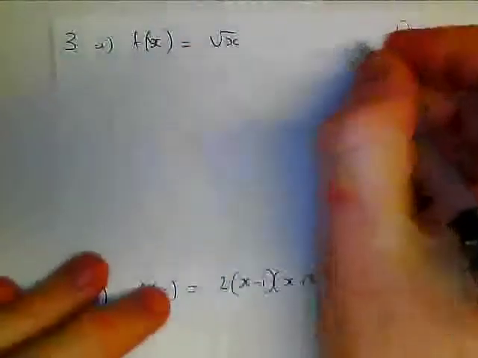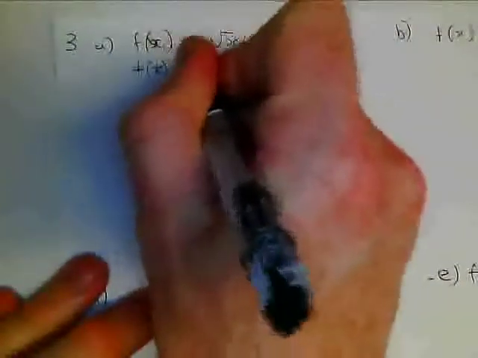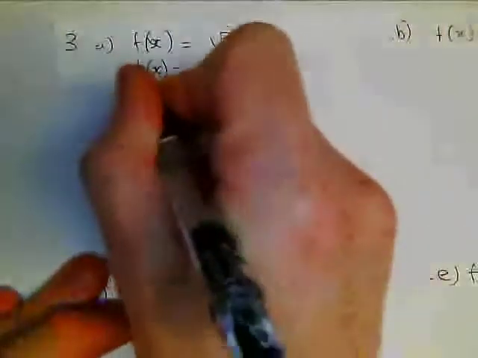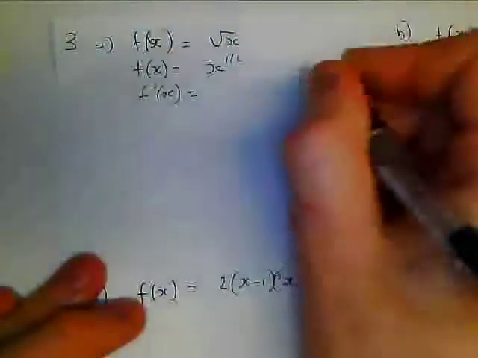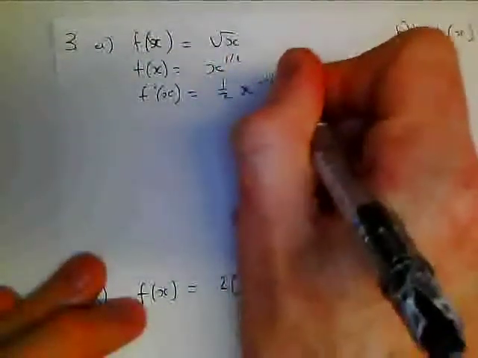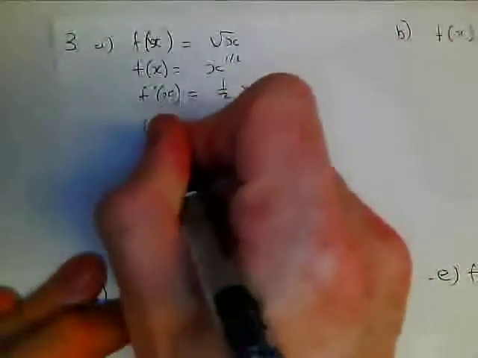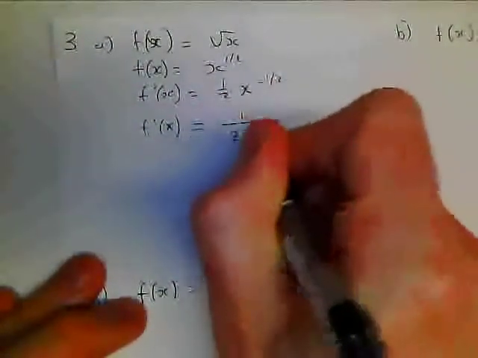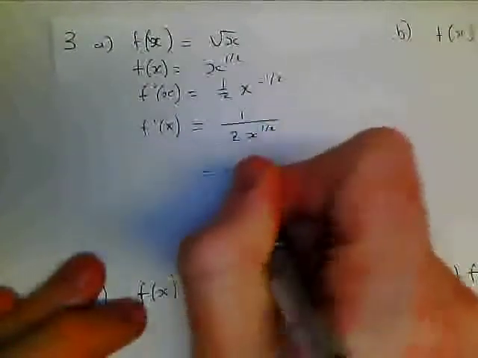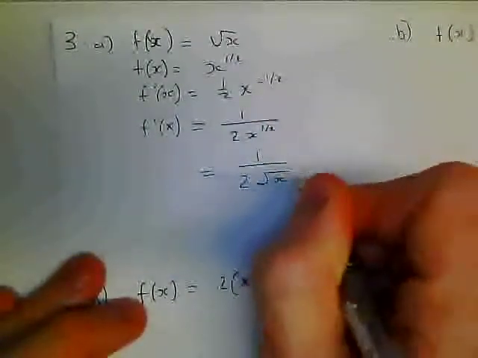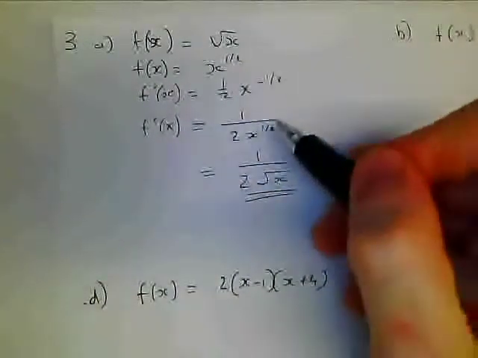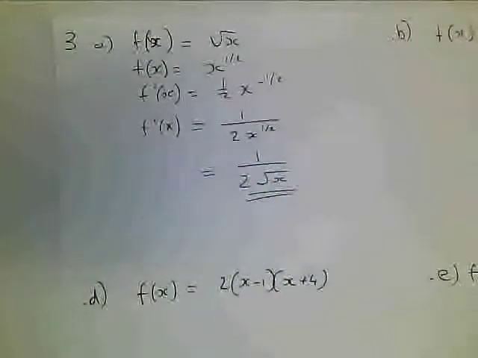Right, 3a, we need to prepare this, and of course, as you know, that's x to the half. f dash x, because we're differentiating now, is half x to the minus a half. Still f dash x, we're tidying it up now, it's 1 over 2x to the half, which then finally gives me 1 over 2 root x. Remember, the negative power means you're going underneath. Fraction powers always mean roots.